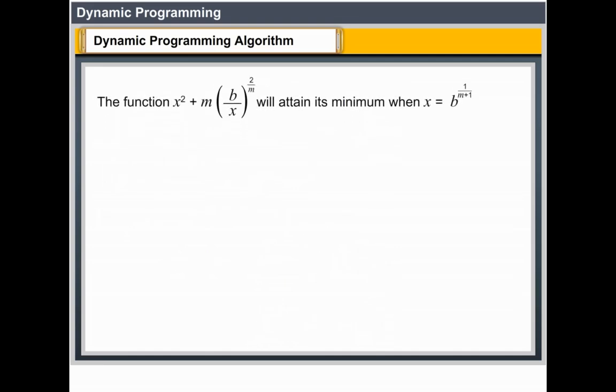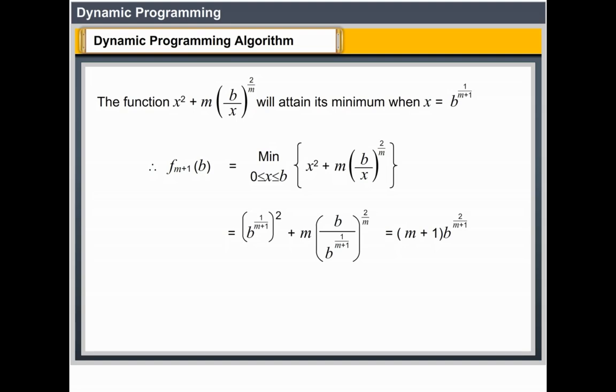The function x square plus (m times b by x) whole power 2 by m will attain its minimum when x equals b power 1 by (m plus 1). Therefore, f_(m+1)(b) equals the minimum over 0 less than or equal to x less than or equal to b of x square plus (m times b by x) whole power 2 by m, which equals (b power 1 by (m plus 1)) whole square plus m times (b by b power 1 by (m plus 1)) whole power 2 by m, equal to (m plus 1) times b power 2 by (m plus 1).